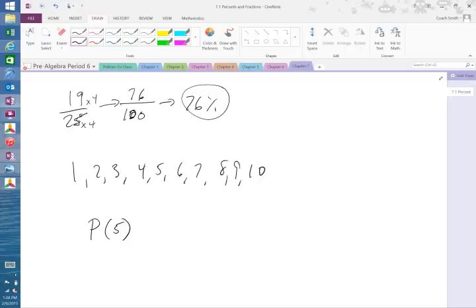So there's 10 possible outcomes. One of them is favorable. So it is equal to 1 over 10, but they want that expressed as a percent. Well, we just said a while ago that 1/10 would be what percent? Yeah, 10%. So your answer is 10%. That's the probability that it's going to spit out a 5 when it generates that number.